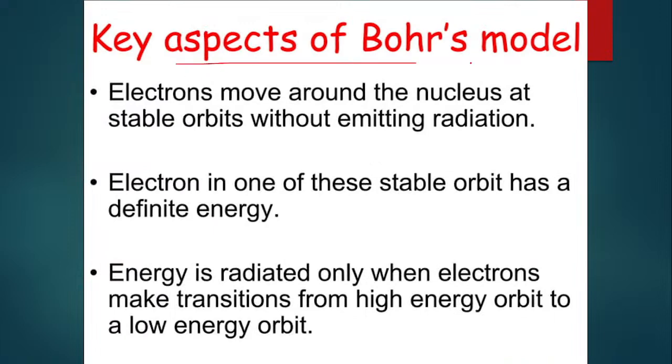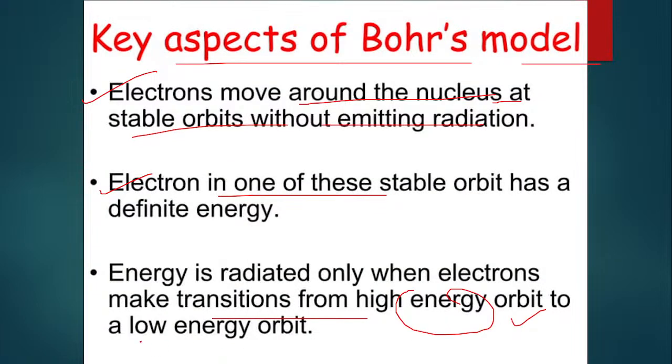Key aspects of Bohr's model: electrons move around the nucleus in stable orbits without emitting radiation. Electrons in one of these stable orbits have some definite energy. Energy is radiated only when electrons make a transition from a high energy orbit to a low energy orbit. Of course, when an electron in a high energy orbit comes down, it needs to radiate the energy.